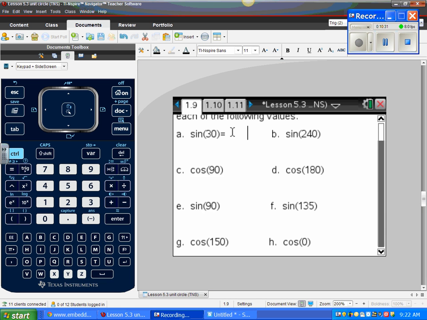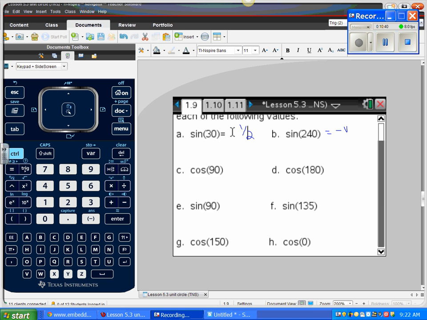Okay, sine at 30, what was it? 1/2, good. Sine of 240. Good. And notice, since 240 is in the third quadrant, sine is negative, right? Third quadrant, sine is negative. Cosine at 90, 0. Cosine at 180, -1, excellent. Sine at 90, 1, good.